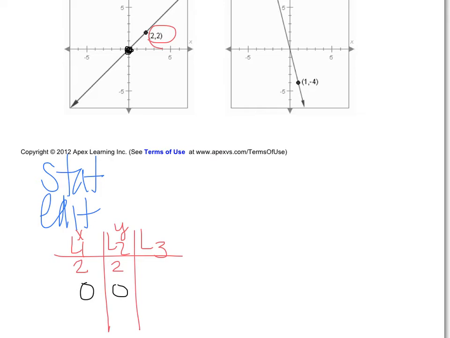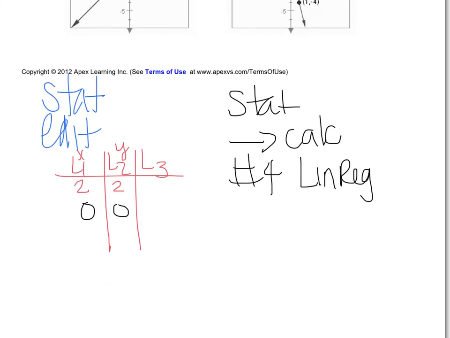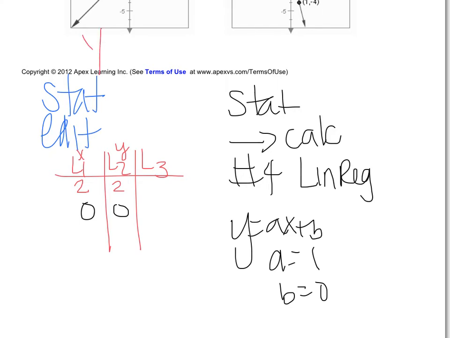So once we get that in stat edit, we go back to stat, we go over to calculate at the top, and we go down to number 4. And number 4 says reg, which is linear regression, and that's telling the calculator to give us the equation of a line. So you're going to go through the steps, you're going to go down to where it says calculate, and then it's going to give you this. Y equals ax plus b. It's going to give you a equals 1 and b equals 0. So that means our equation for this line is y equals 1x plus 0.